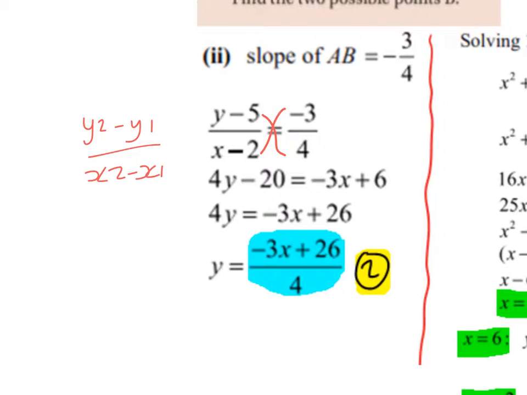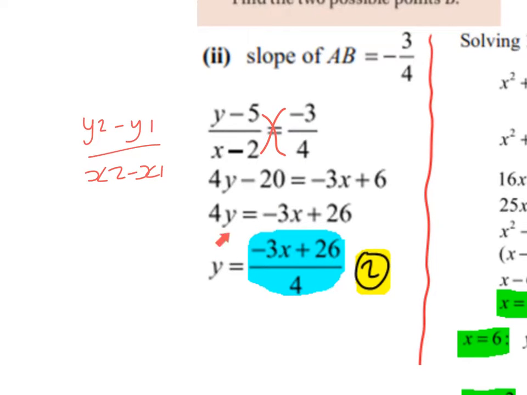Next we're going to try and get the y on its own. So the minus 20 comes over the equal sign, becomes plus 20, and plus 20 plus 6 is plus 26. So we have 4y equals minus 3x plus 26. So to get the y on its own, we divide by 4. So we get y equal to (minus 3x plus 26) all over 4.